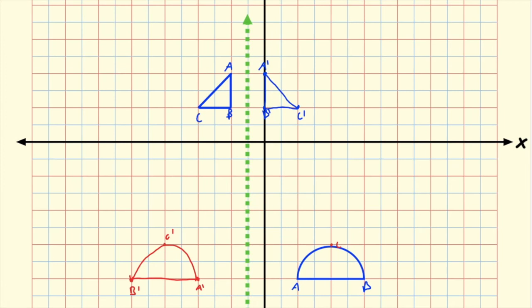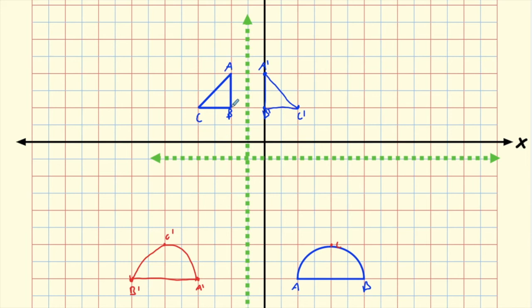What if we had a horizontal line like this? Well, same thing. So let's do this triangle up here, and we're going to flip it down over here.